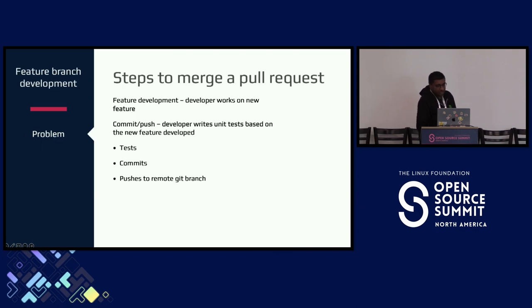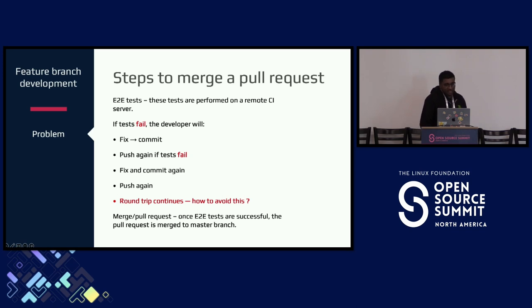Okay. So let's try to understand the problem statement here, where I, as a developer, want to develop a feature. What I would do is I would first create a feature branch. I have a design document or something to go with it, write that code, add some local unit tests, and test it locally, and then do a push to that remote Git branch. This is the usual development cycle that we follow.